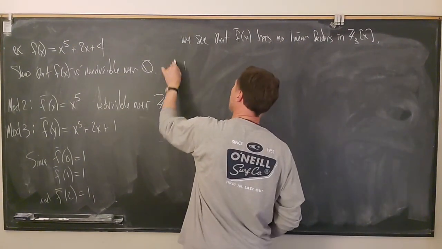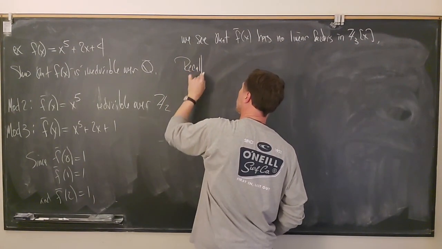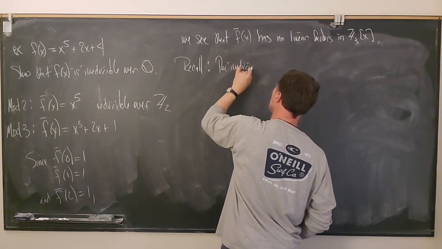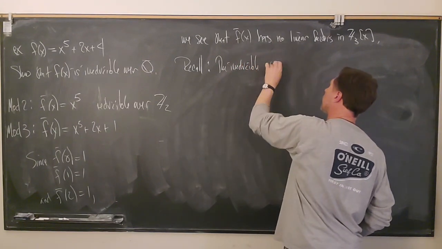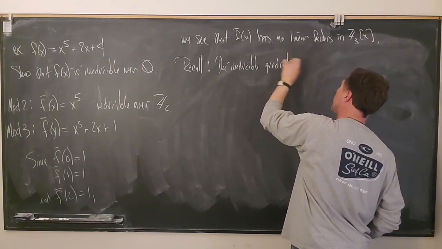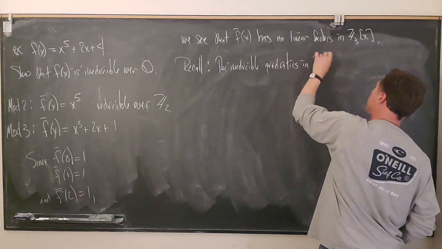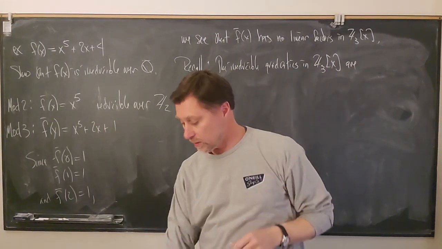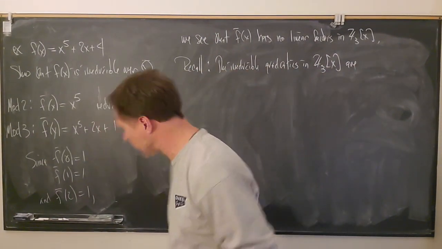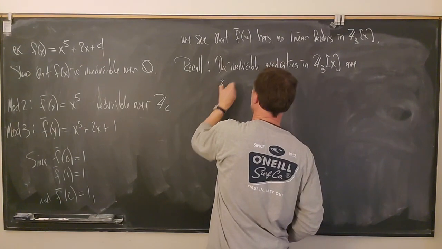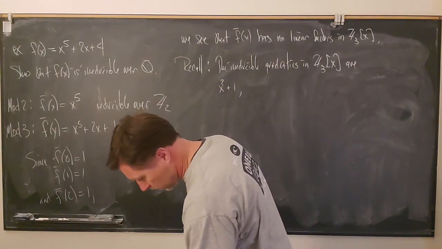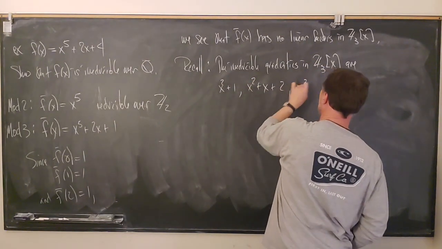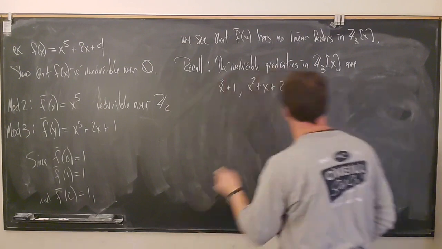So recall from last time, the irreducible quadratics in Z3 bracket x are, and remember there are exactly 3 of them, so those are the only ones that we need to rule out, and let me just write them down here. So there are x squared plus 1, x squared plus x plus 2, and x squared plus, is it 2x? Yeah, 2x plus 2.